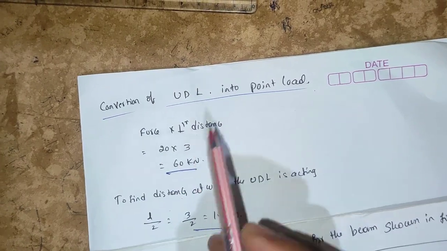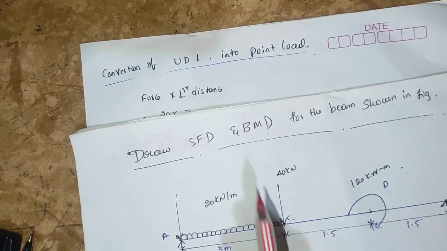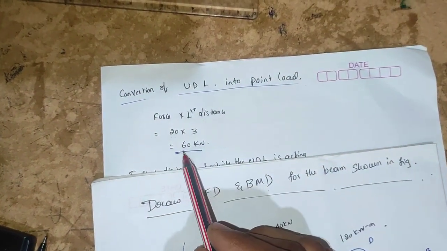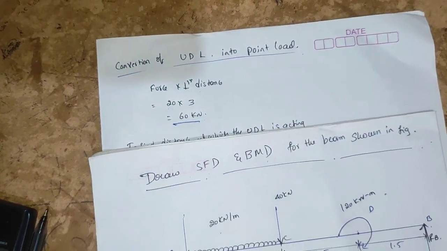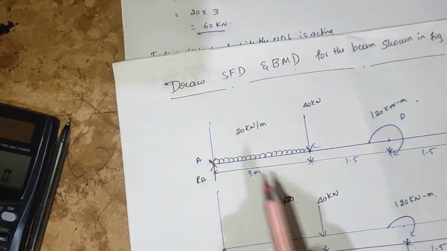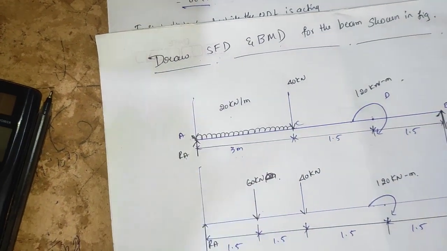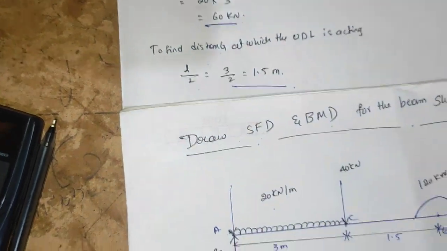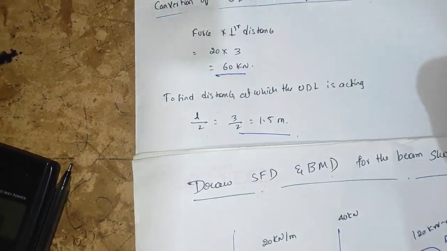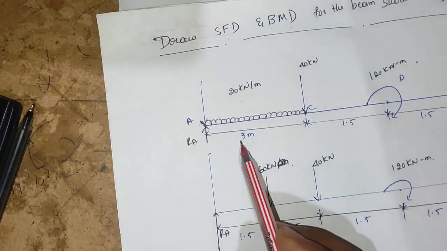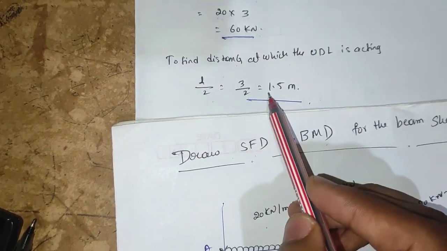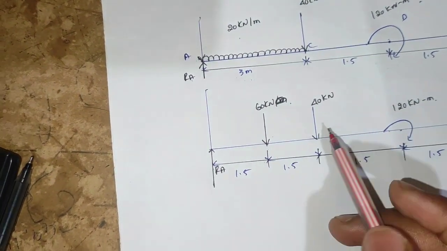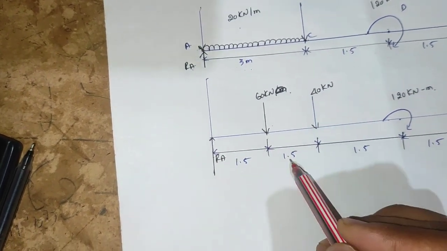Force into perpendicular distance, that is 20. The overall force is 20 into perpendicular distance 3, therefore 20 into 3 is equal to 60 kilonewton. Here I have written 60 kilonewton. At what distance is the 60 kilonewton acting on the beam? The distance is L by 2 for the uniformly distributed load. L is equal to 3 meter, so L by 2 is equal to 1.5 meter. We can see the load is acting at 1.5 meter, then from here to here also 1.5.